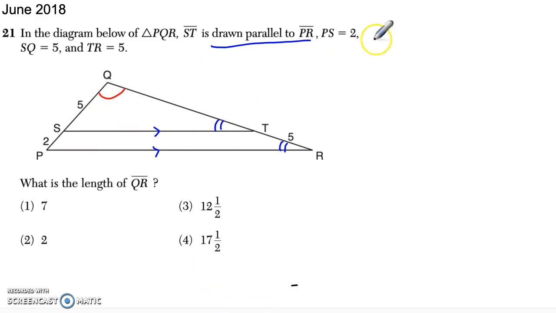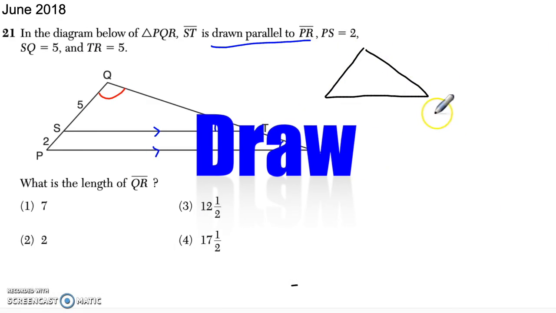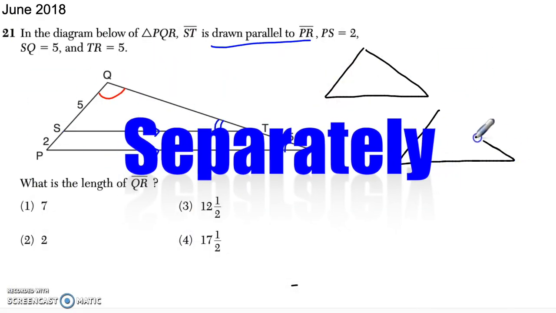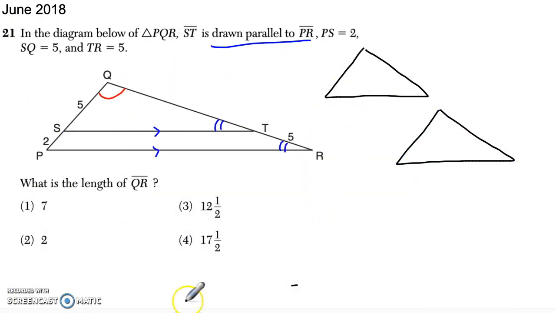So, step 1, draw the triangles separately. What are you going to do? Draw the triangles separately. Do yourself a favor and do not skip that step. I made those kind of the same size. I'd prefer if this one was bigger. I'm going to live with it though. This one's on the top and this one's below, so this will be my little triangle on the top. This will be the whole thing.